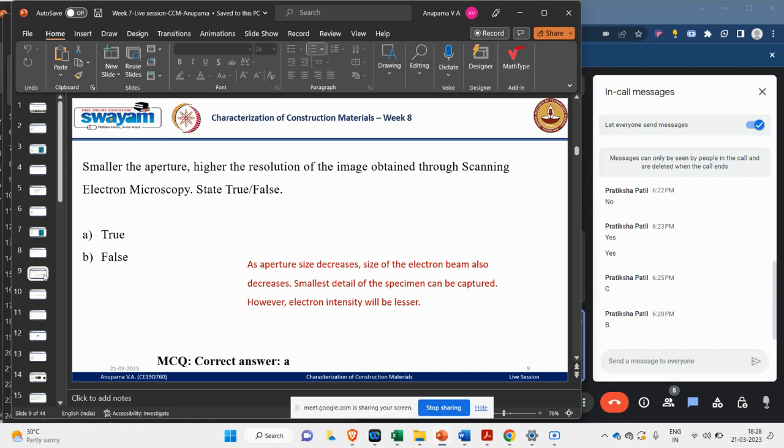I hope you can visualize. Suppose the aperture is very small, then the electron beam falling through it will be very small. So only a small area can be covered by that electron beam. The good part is that all the small details can be captured when one beam falls on that small area, which means that the resolution will be higher. So the correct answer is true.